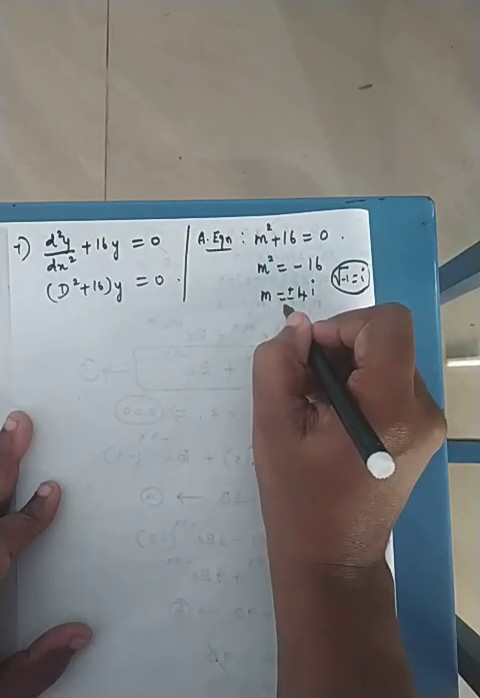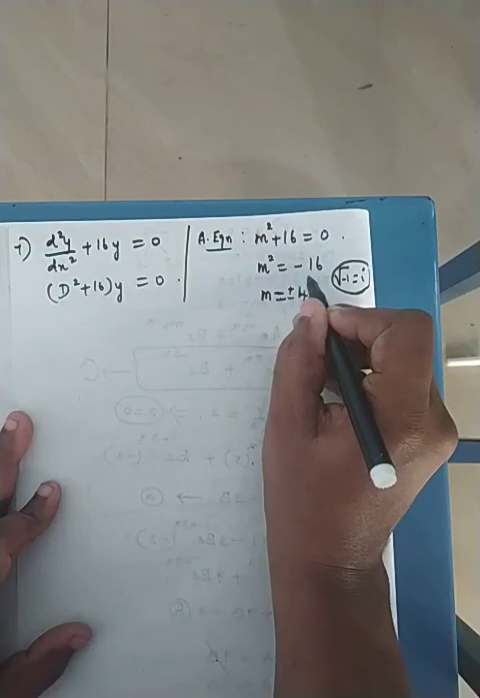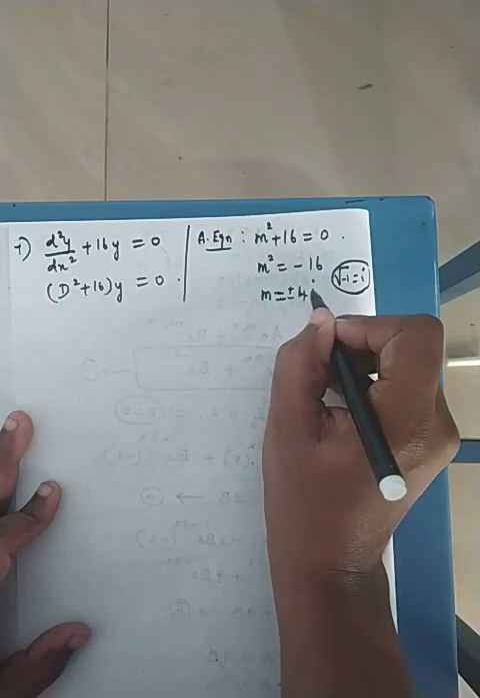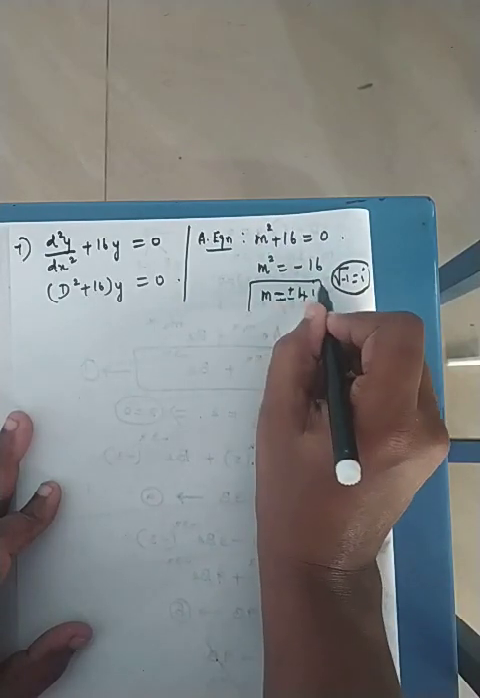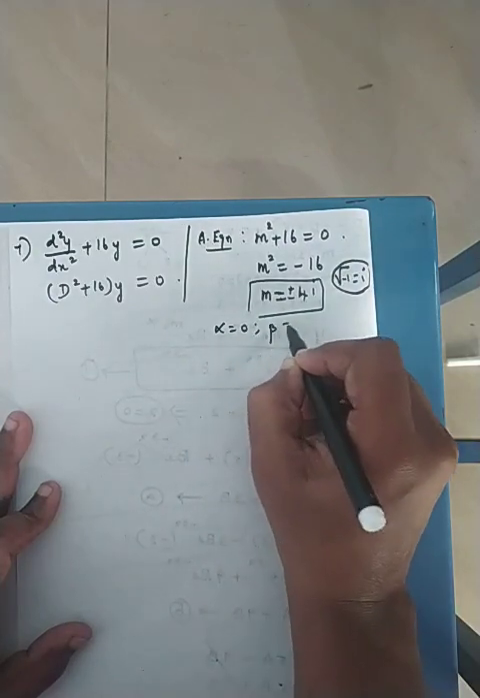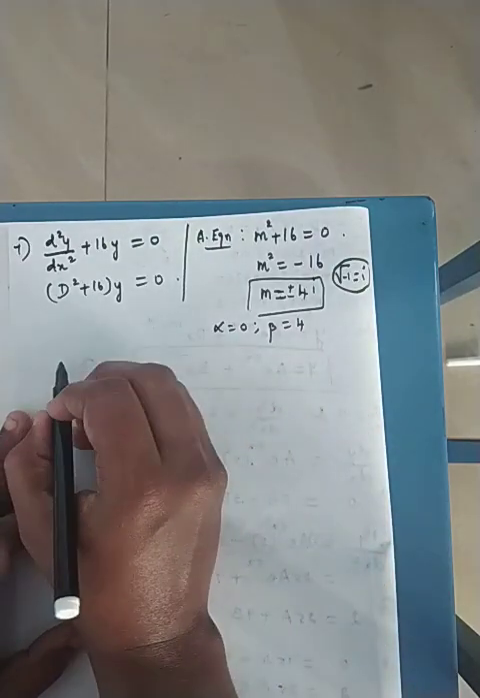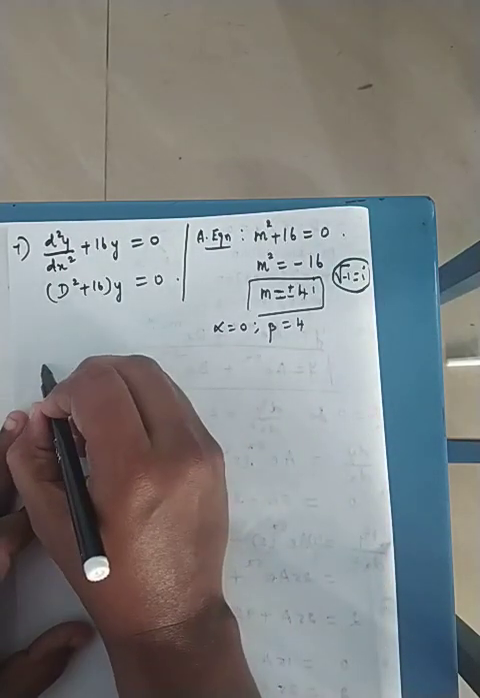Here my real part is not there. That is, I don't have my real part. I only have my imaginary part. That is why I have the coefficient for i. So from here I can take alpha is equal to 0 and beta is equal to 4. Alpha is equal to 0 and beta is equal to 4. With this I can go ahead with my solution.